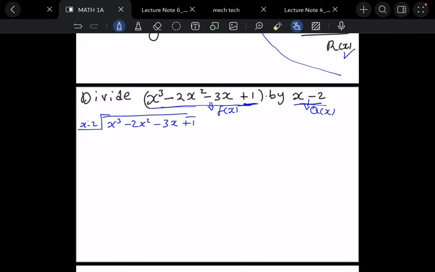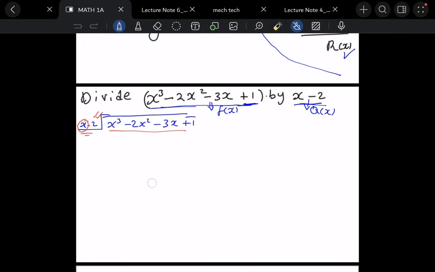To divide by long division, we only use one thing. Since this is a linear factor, to divide this expression by this factor, we only use x. We do not use the whole thing of x minus 2. We use x only. We do not use the constant of minus 2. We use x only.